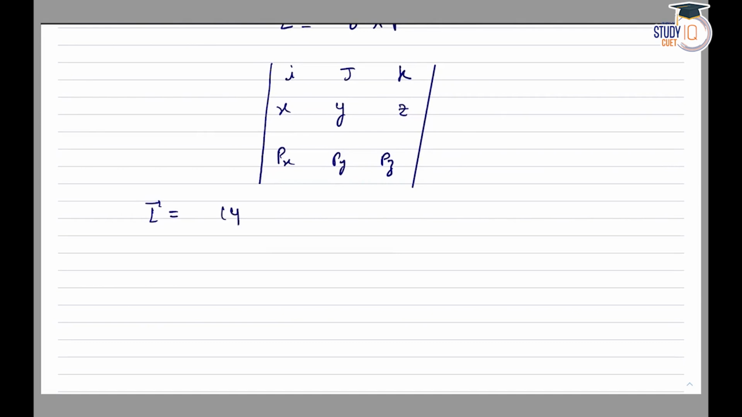y into pz minus z into py along i cap, plus z into px minus x into pz along j cap. And the last part is x into py minus y into px along k cap. So this is the angular momentum.